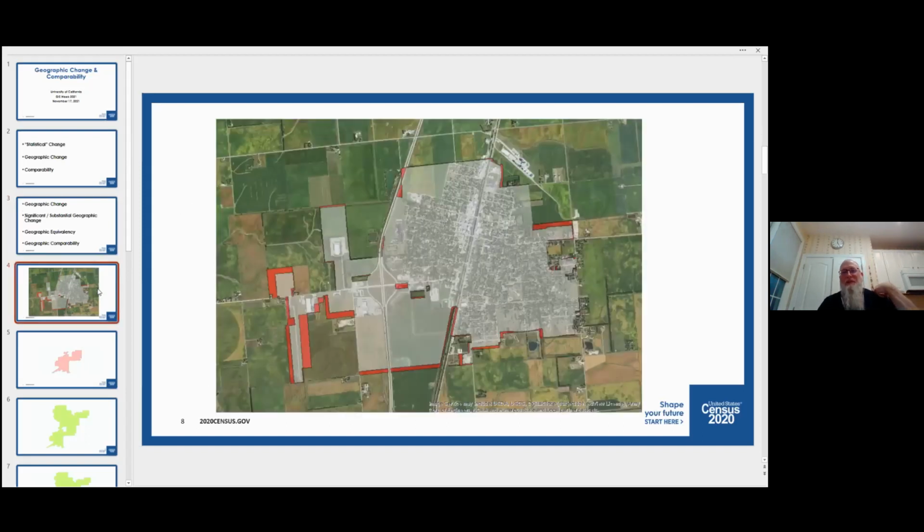So this is just in a place record, and you see the changes that happen one year as boundaries get updated. The red is the changes. In this case, it's obvious that the changes would not be what I would consider significant or substantial, and would still be comparable because very little housing and population is involved.